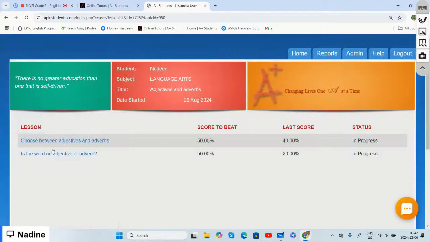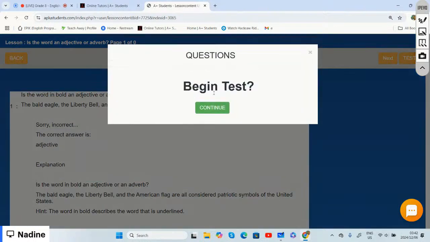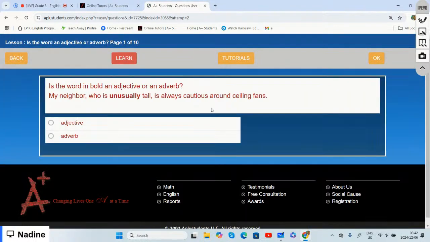All right, so now we need to say, is the word an adjective or an adverb? We had to choose the word. Now we're going to say, is the word an adjective or an adverb? All right, let's go to our test. We now need to say, is the word in bold either an adjective or is it an adverb?